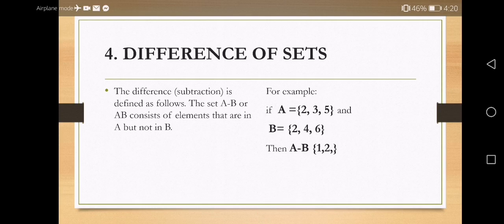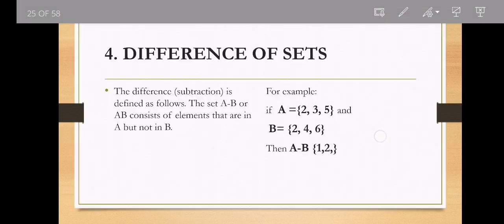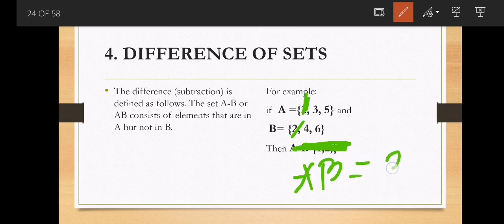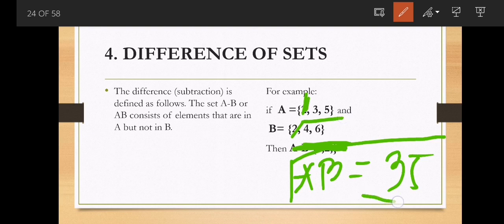If set A is equals to 2, 3, 5, and then the B is 2, 4, 6. So, isa-subtract lang natin yung 2 dito sa B. And that is, crash out lang natin, 2, 4, 6. So, mali po ang answer ko dito. So, A minus B is equals to 3 and 5. So, ang A difference of B is equals to 3 and 5. So, that is why our answer here is 3 and 5.